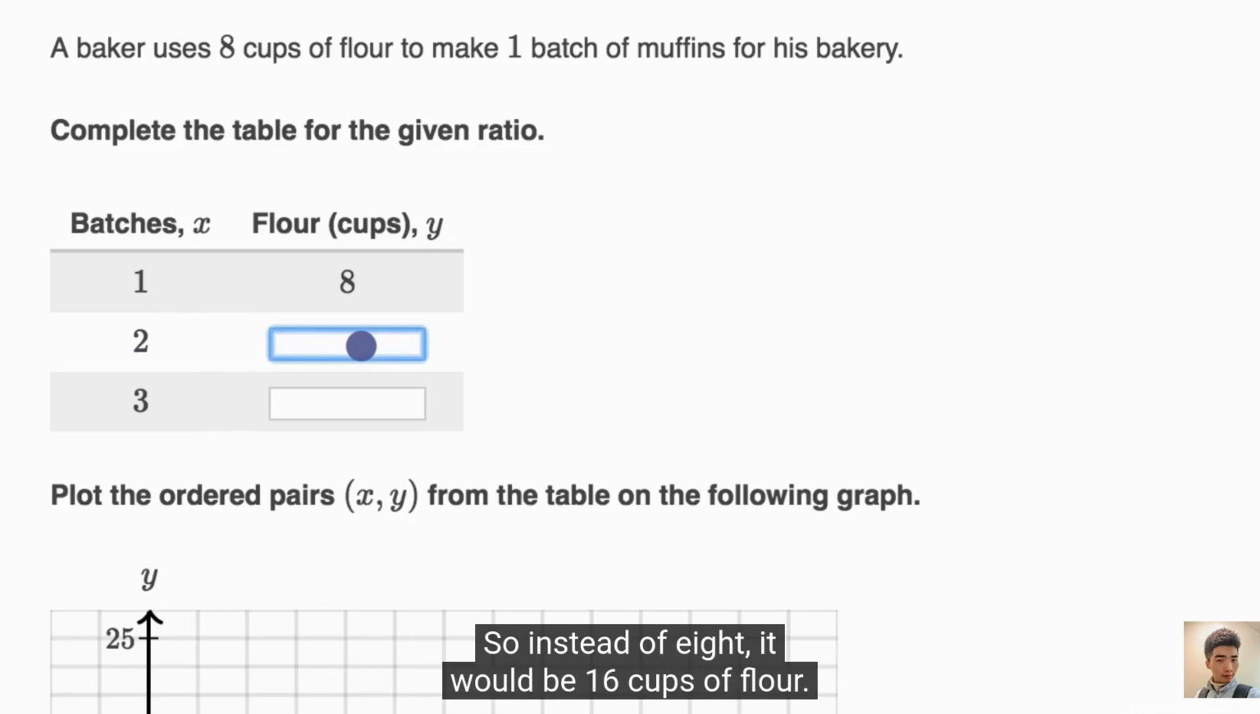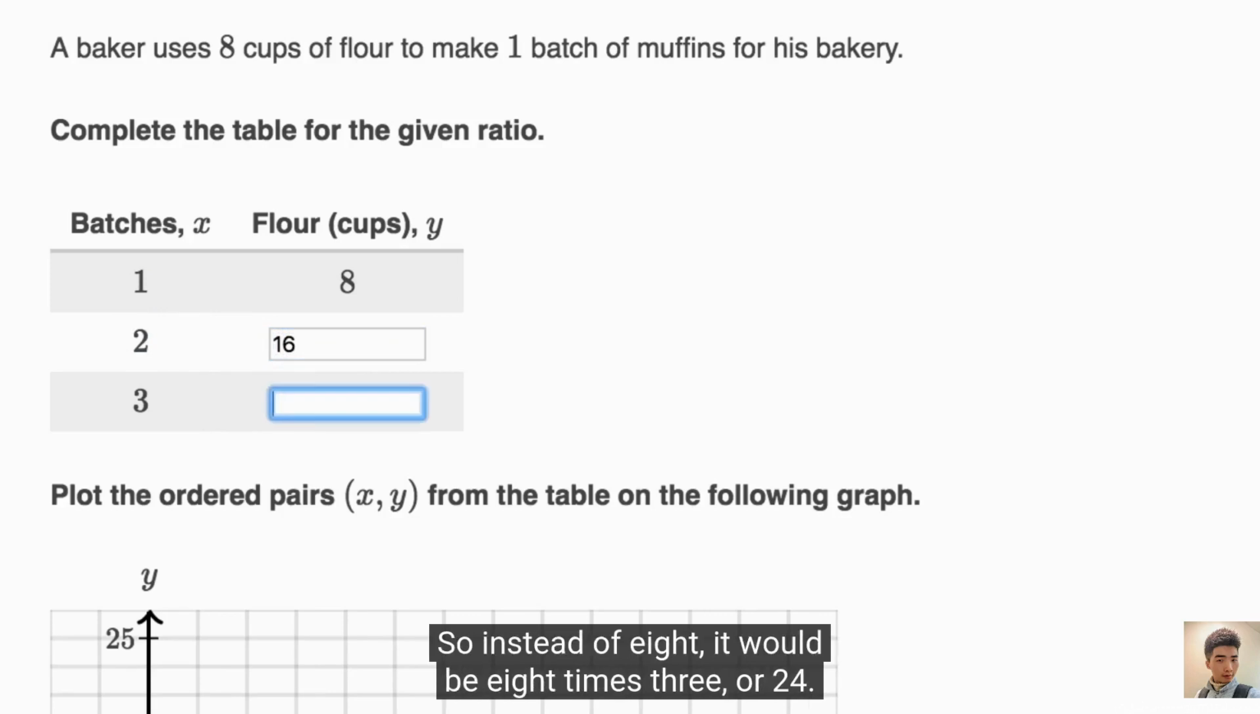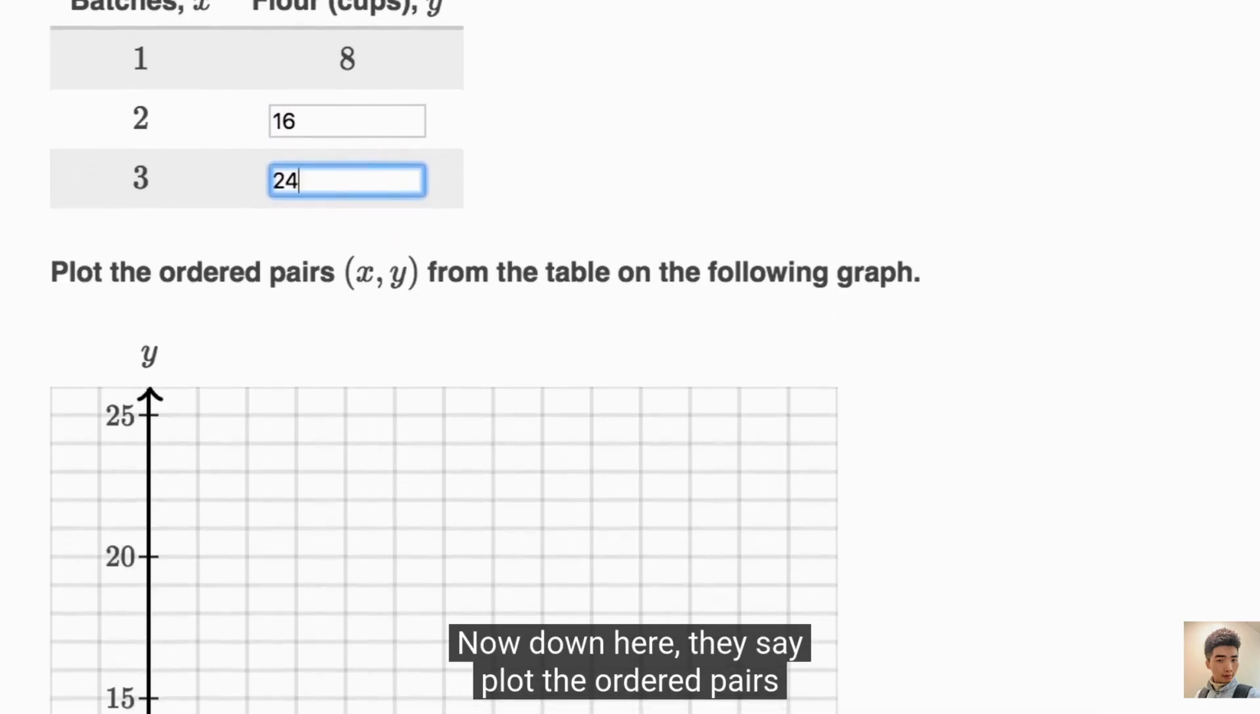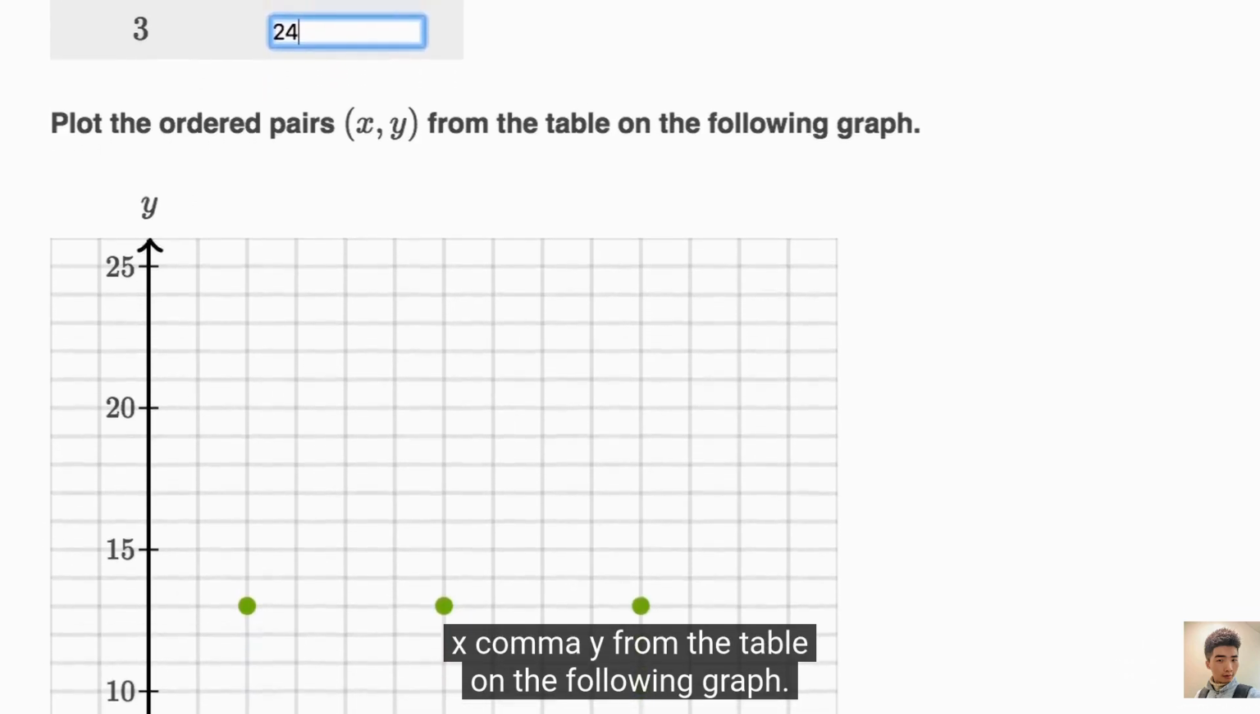So instead of 8, it would be 16 cups of flour. And if he had 3 times the number of batches, it would be 3 times the number of cups of flour. So instead of 8, it would be 8 times 3, or 24. Now down here, they say plot the ordered pairs x, y from the table on the following graph.